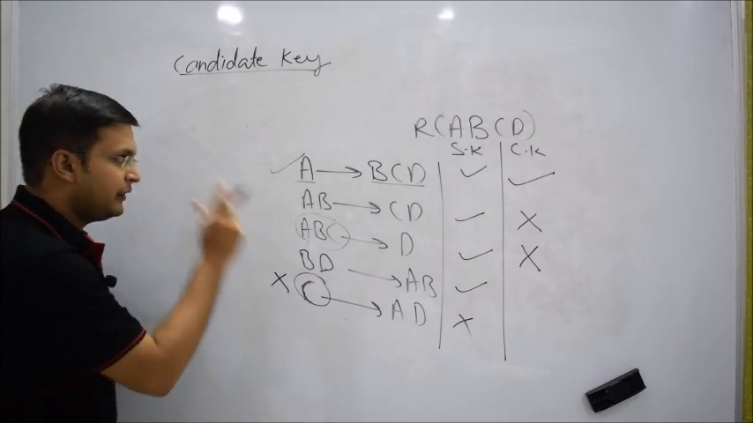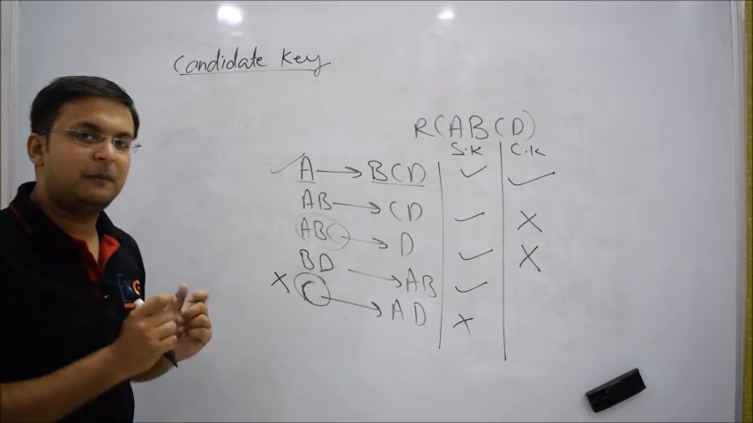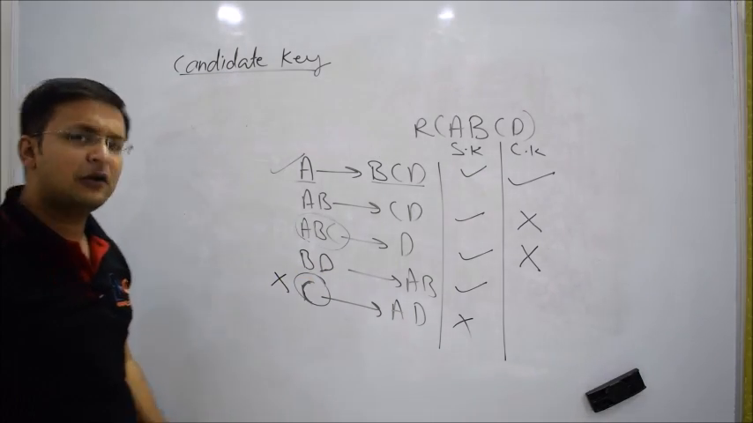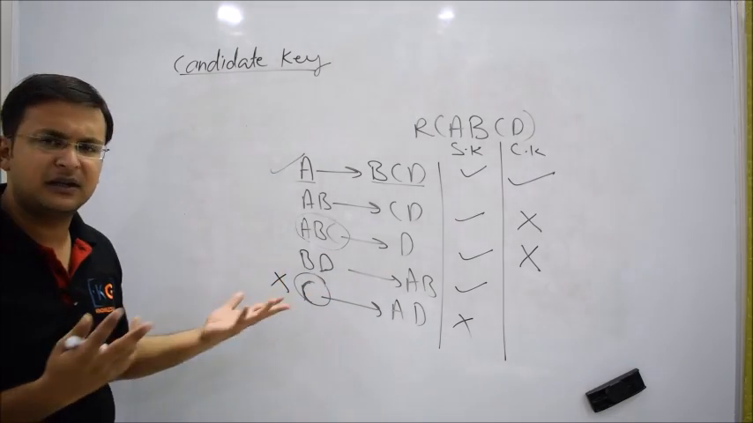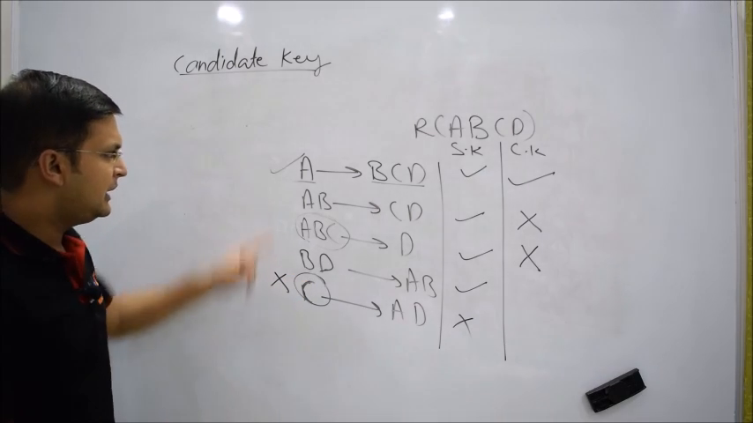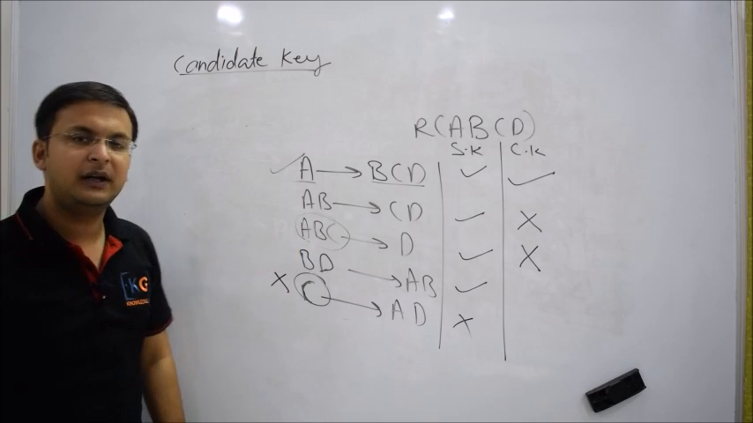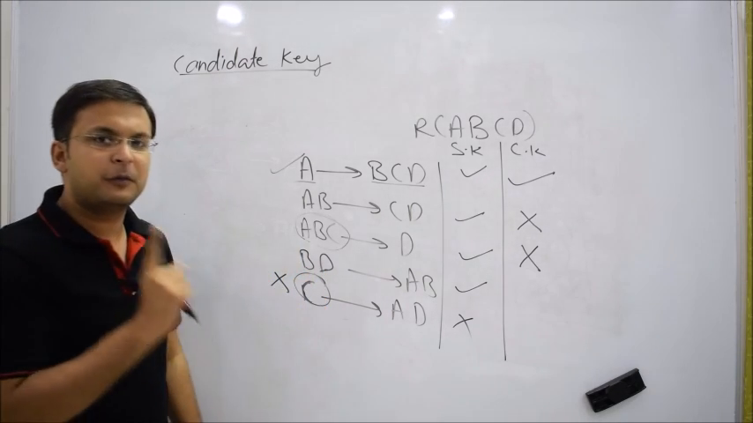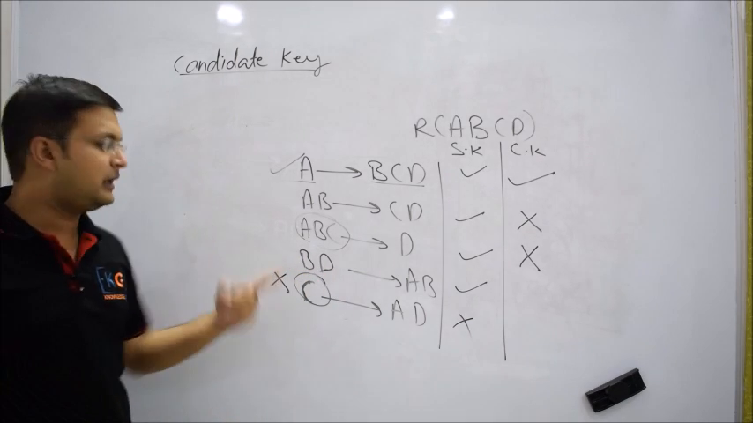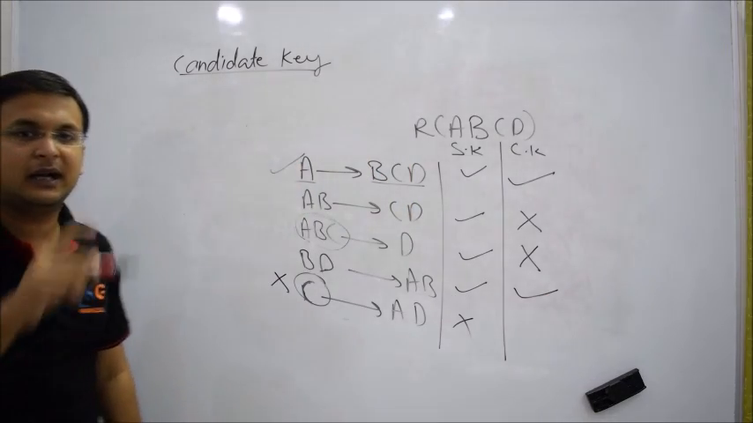How? You see, first, is BD a super key? Yes. Question number 2, is any proper subset of BD a super key? There are only 2 proper subsets possible, either single B or single D. You tell me, is single B a super key? No. Is single D a super key? No. It means there exists no proper subset of this super key which is also a super key. Means it is also minimal. So let me say it is also a candidate key. Again, get this point straight.